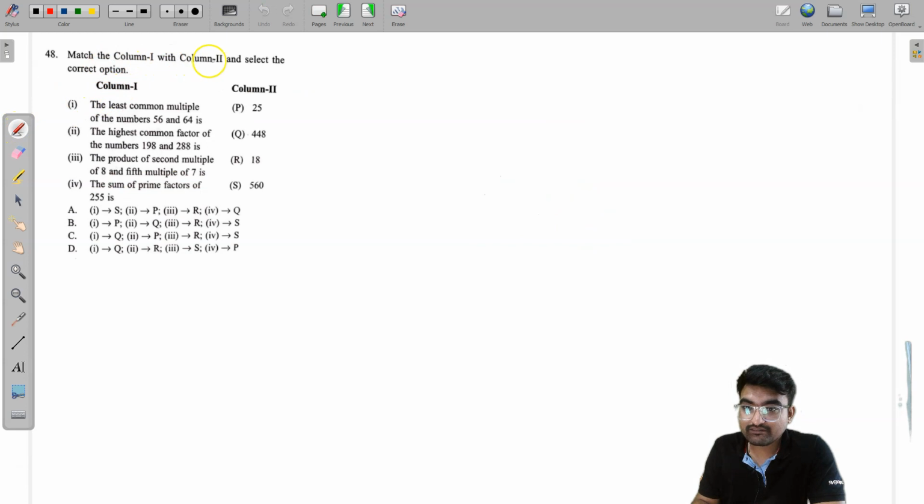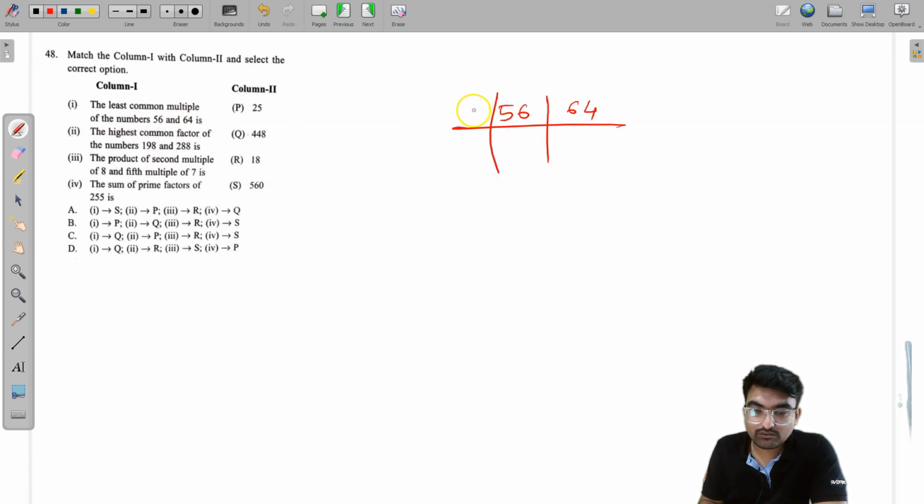Match column 1 with column 2 and select the correct option. The least common multiple of 56 and 64, so LCM of 56 and 64, correct? For that, just find the LCM. Taking 2, that is 28 and 32. Again, taking 2, it will be 14 and 16. Again 2, so that is 7 and 8.